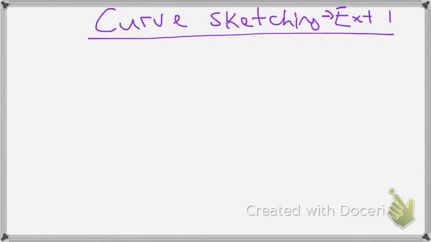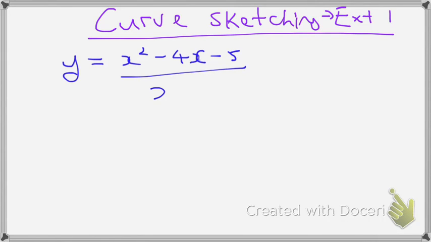Good evening. Tonight's video is about curve sketching, particularly the extension 1 component of it. What makes it different is that we're dealing with what are called rational functions. Rational is a fraction, hopefully you remember that. So a rational function might look like, for example, y equals x squared minus 4x minus 5 divided by x squared minus 9.